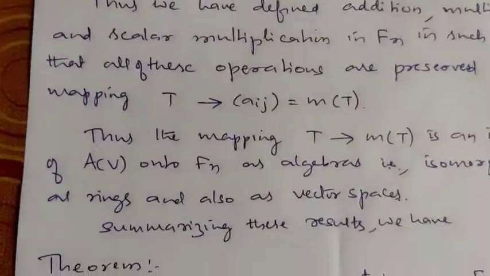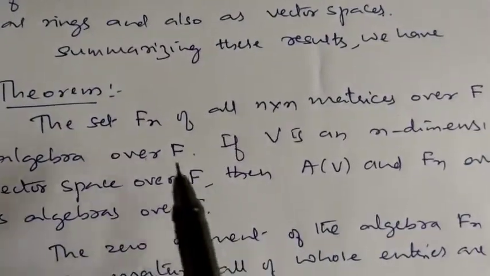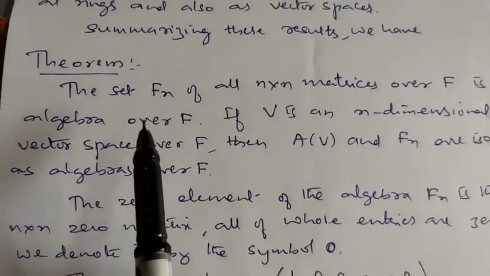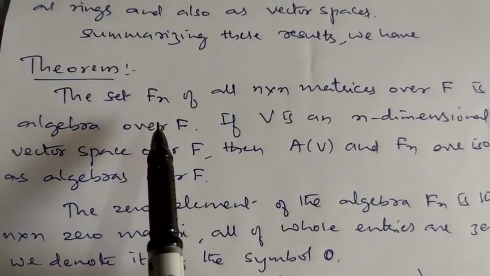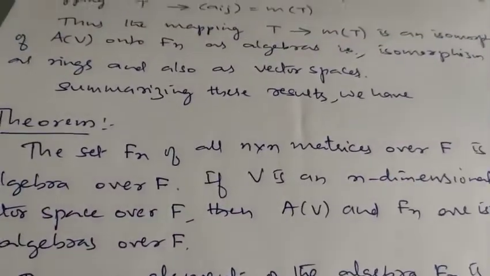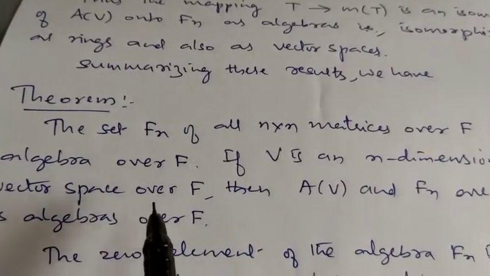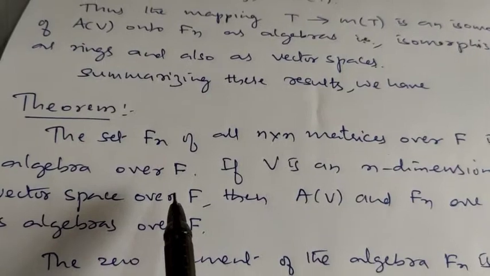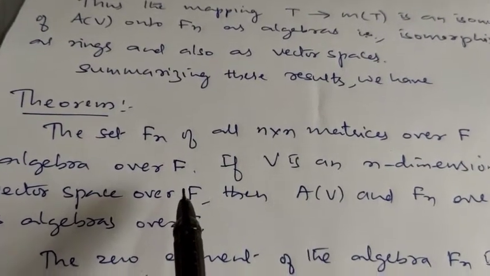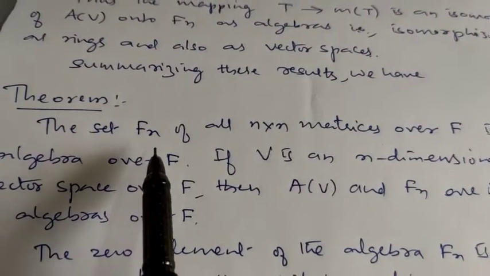So the above discussion can be summarized as a theorem. The theorem states: the set Fn of all n cross n matrices over F is an algebra over F. We can verify all the properties of an algebra through Fn.